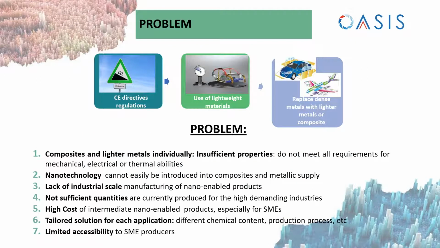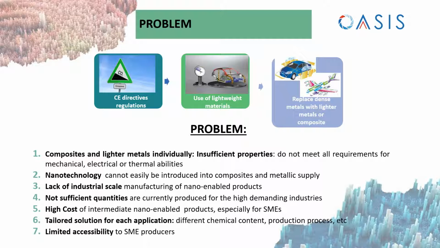Well, first of all, the European regulation with respect to CO2 emission is becoming more and more stringent. Sectors such as transport, energy, or construction are demanding lightweight and high-performance materials. Dense metals are being replaced by lighter metals or by polymer composites.